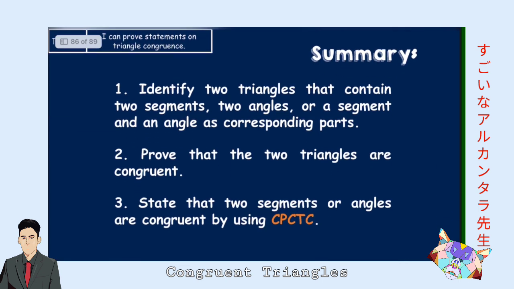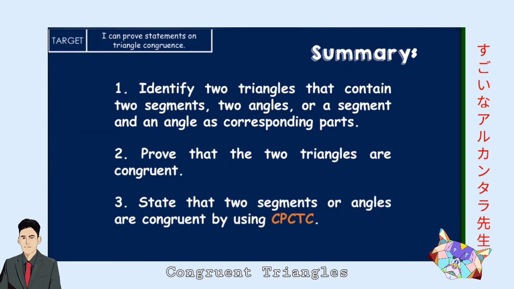So in summary, what you have to do in order to prove triangle congruence or congruence of parts of two congruent triangles, you have to identify two triangles and parts of it first. Check the segments, check the angles, whatever you need to check. Check the pairings properly. Prove that they are congruent, and then once it's proven that they are congruent either by SSS, SAS, ASA, or AAS, you may now proceed to CPCTC to prove the parts.